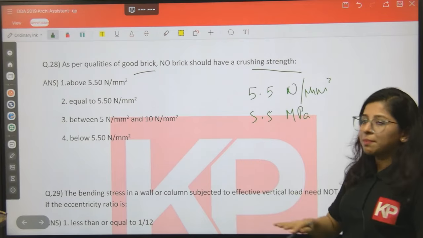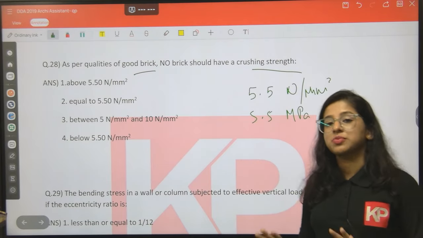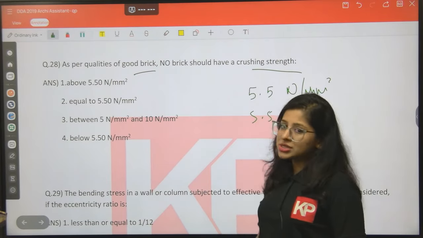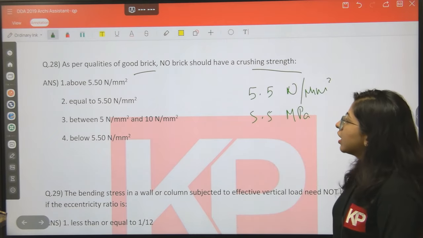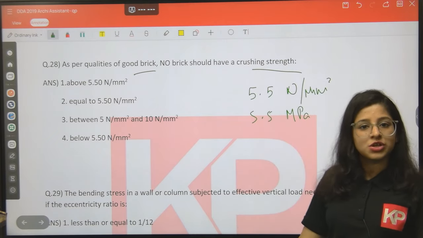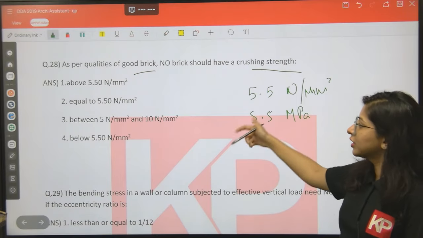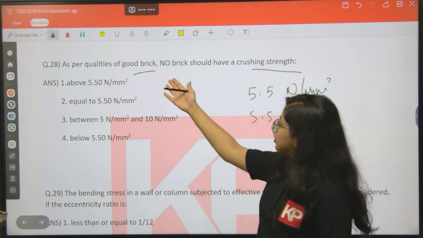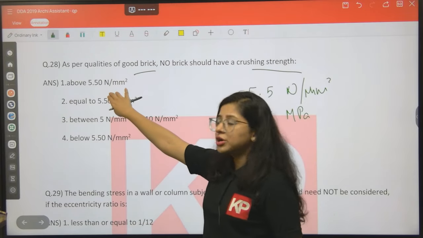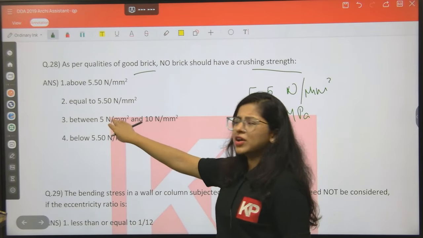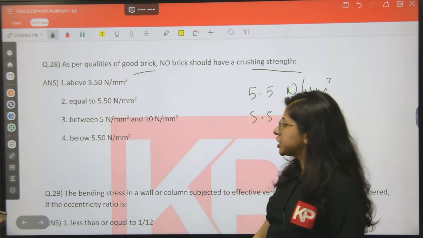Okay, this is the bare minimum crushing strength which a brick should have. Below this, definitely not acceptable. Above this, definitely it's a good thing. If your crushing strength is more than this, then that is a good thing, right? So they are asking you, no brick should have... Equal to 5.5, I mean, that is minimum, so fine. Even if it is equal, it's fine.